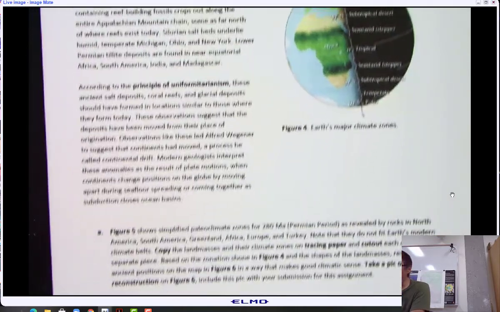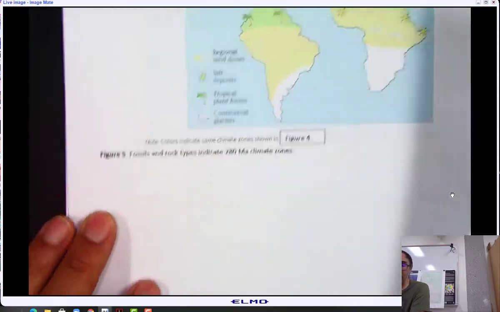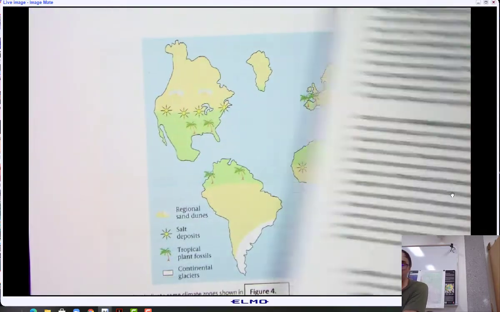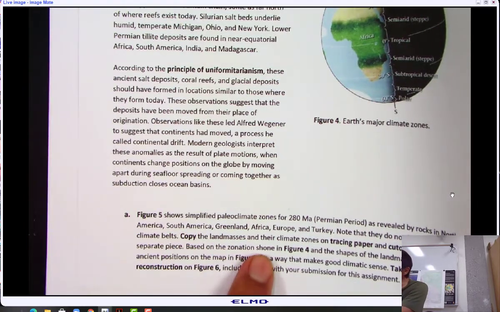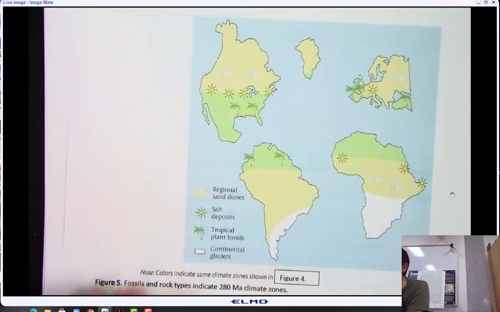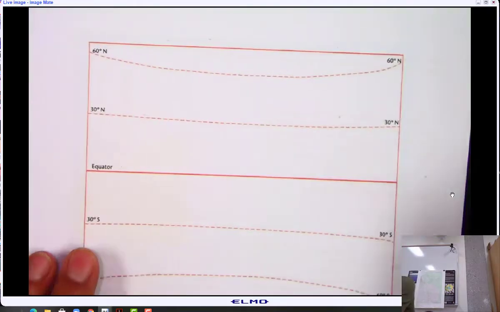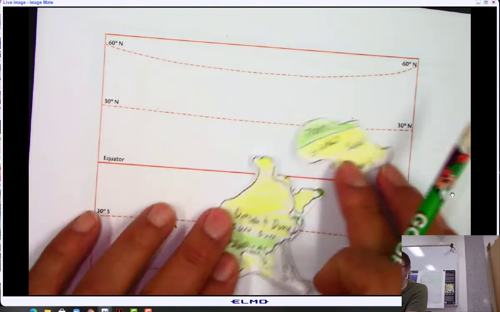So here they're asking us to kind of cut out these little paleoclimates. In fact, here I say to copy the landmass of the climate zones on tracing paper. You probably don't have to trace it, but you can just cut these out. I went ahead and traced mine. And so what you're supposed to do here is take these and then move them around on here to see where they best fit, right?